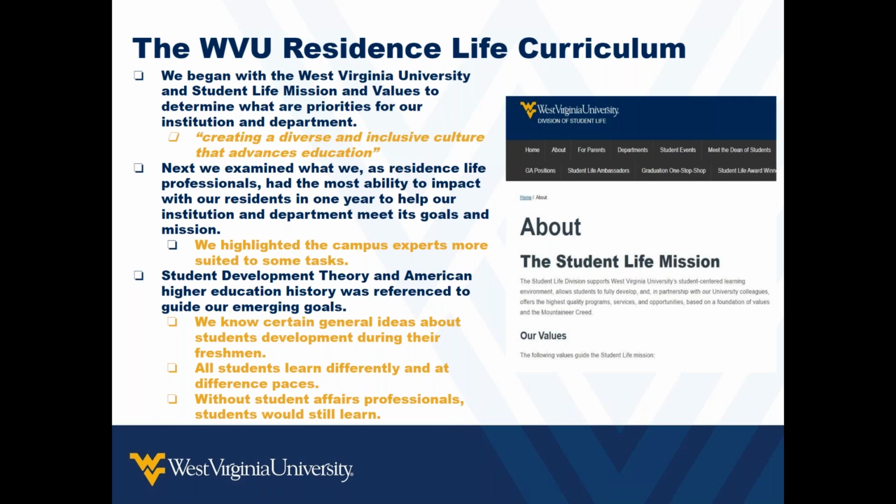So we began with the mission statement for both our institution and our division of student life. What do they want to accomplish? What does it mean to be a student at WVU? What does the student life department prioritize themselves? And I have a little excerpt here from the mission statement of WVU that really stood out to us. We wanted to create a diverse and inclusive culture that advances education. It's a pretty broad statement, but it's a pretty powerful one as well. So how can we help the institution? How can I show the WVU president that we in residence life are helping them do this?